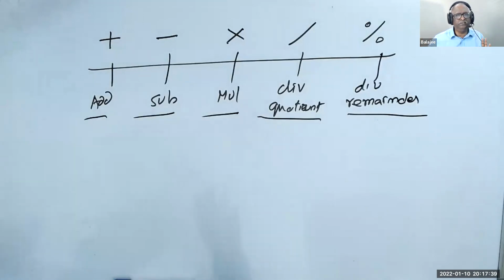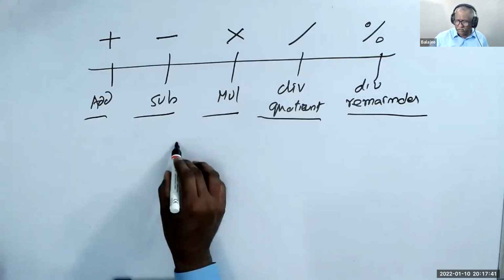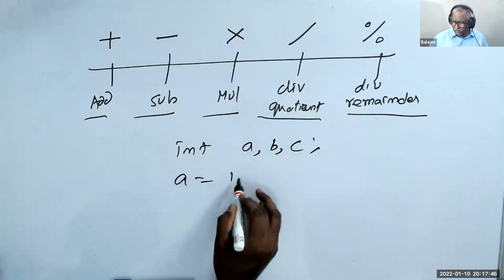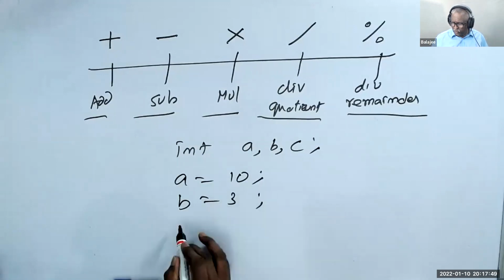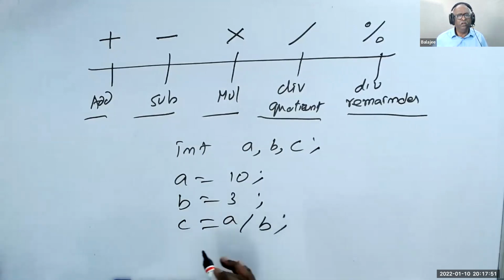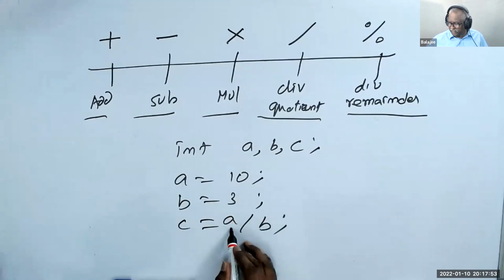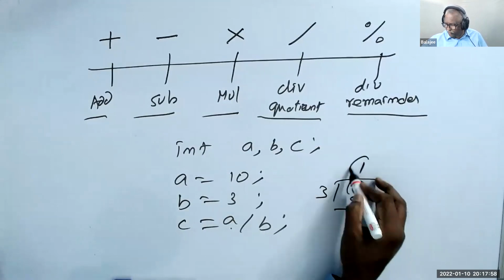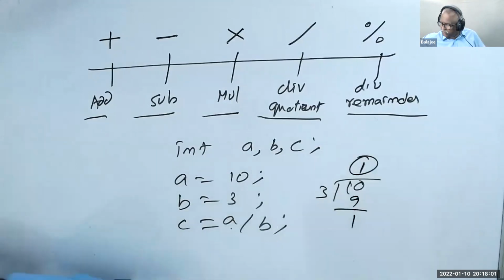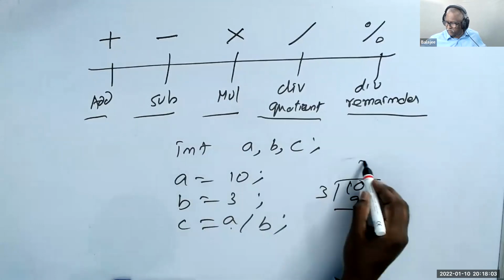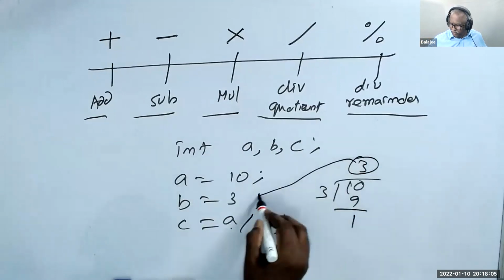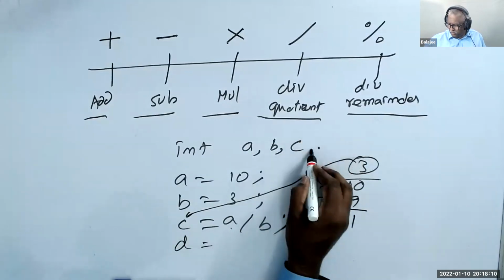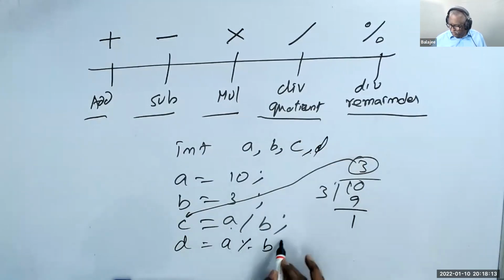But these are all whole numbers. If you say int A, B, C, A equal to 10, B equal to 3, C is equal to A divided by B. C will become 10 by 3, 3 times 3 is 9, remainder 1. The 3 will come to C, not 3.3. Now, if we say D is equal to A percentage B, D becomes 1.